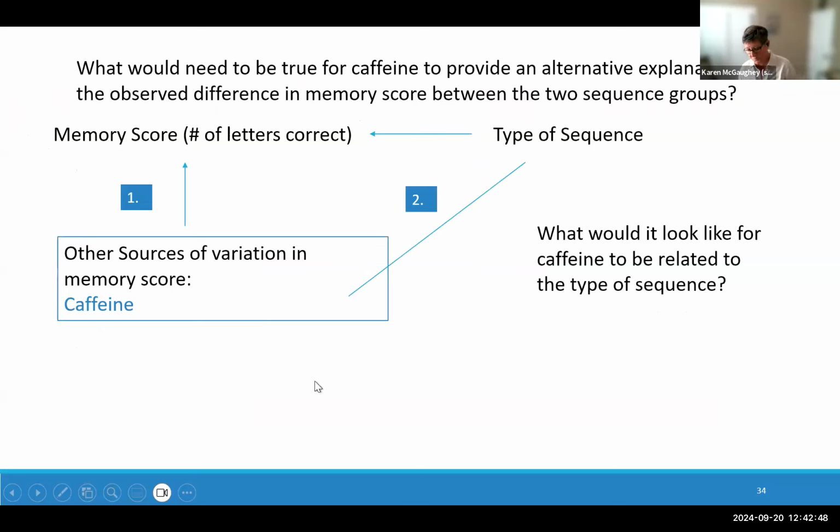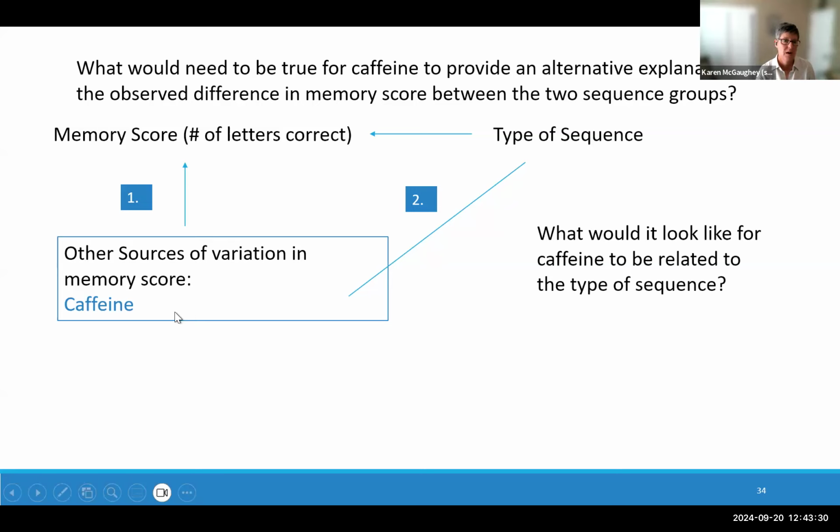Okay, so the discussion I would want to have with students at this point is, what would need to be true for caffeine to provide an alternative explanation for the observed difference in memory score between the two sequence groups? So I would want them to recognize that it's got to be having some sort of impact on memory score, and caffeine has to be related to the type of sequence. And so then I'd try to get students to tell me what it would look like for caffeine to be related to the type of sequence.